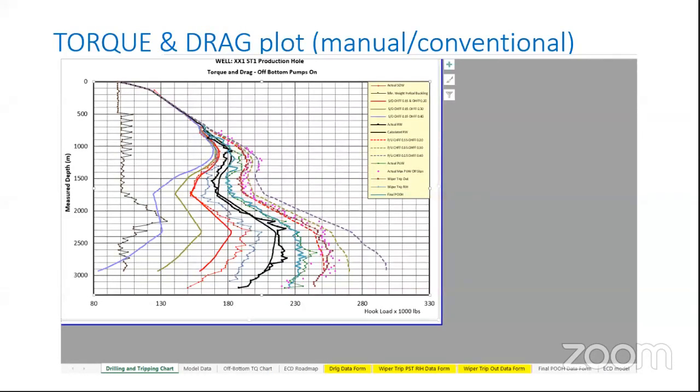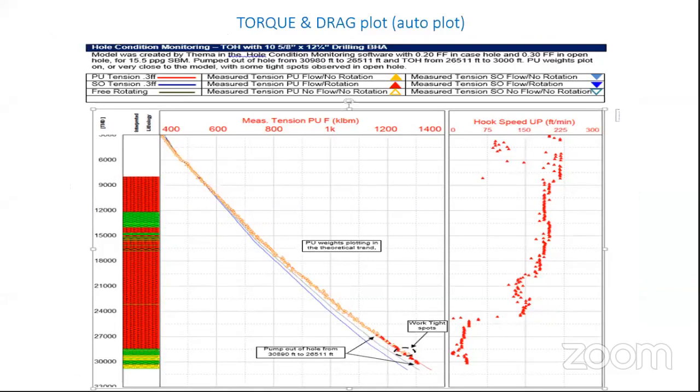So this is manually done by the basic mudlogging crew, or by the drilling crew, or even by the company man. Now this is an automated plot, which is done by an advanced system. The parameters are the same. The traces are the same. It's just a matter of the software application, which is done by some of the companies in advance. So you can see here, this was a trip out of hole. The red one is the pickup weight, this is the free rotating weight, the weight in between, and then the slack-off weight.